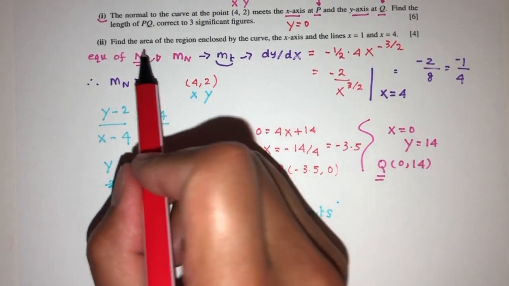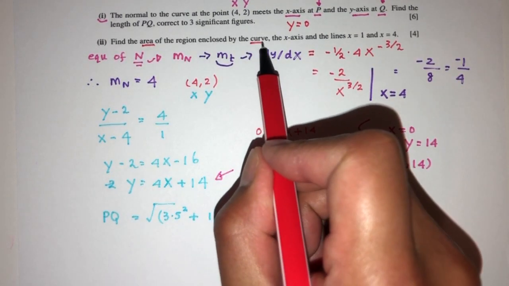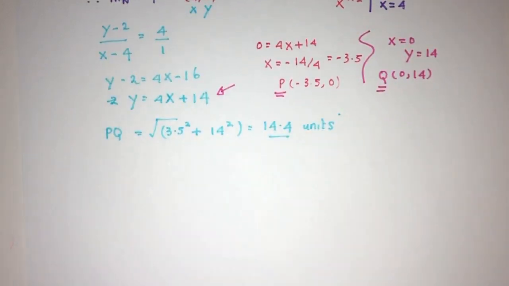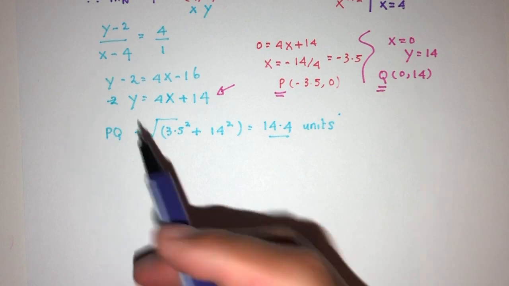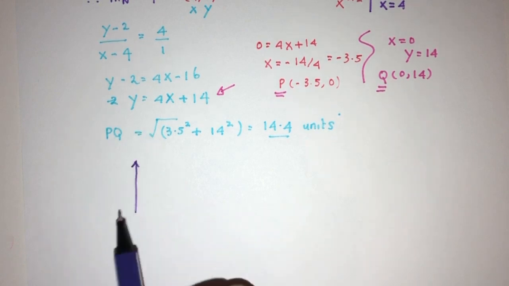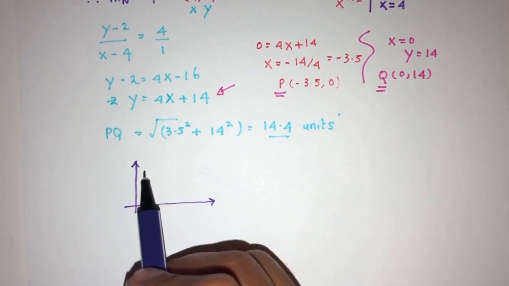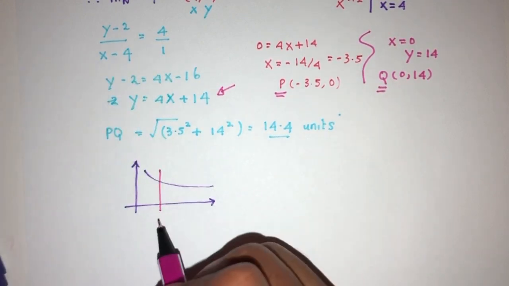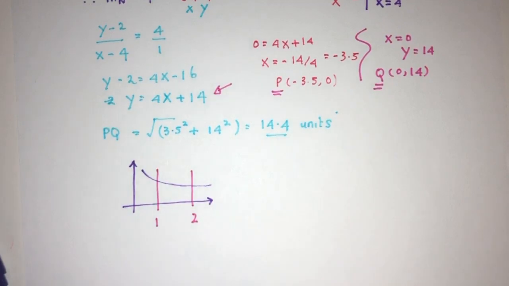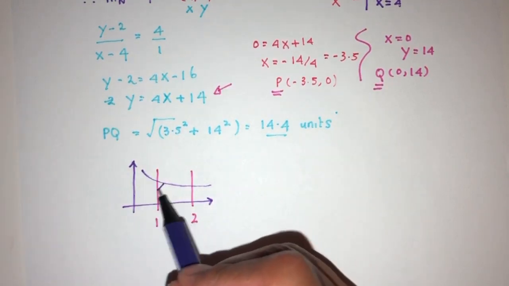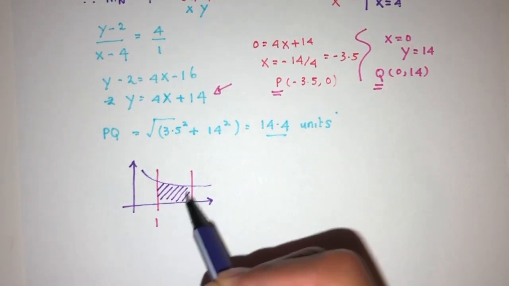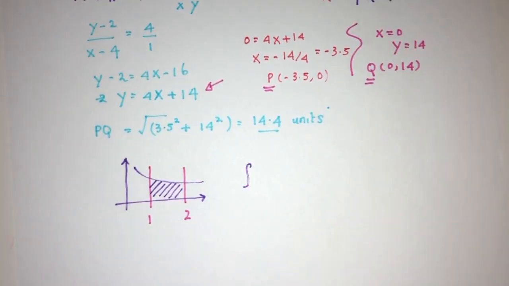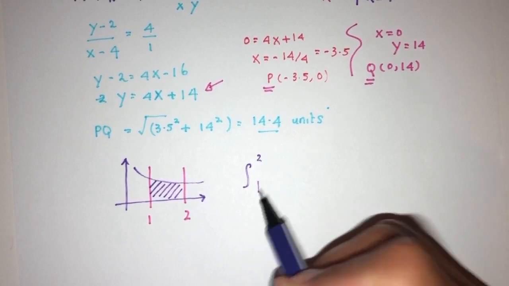Now for part 2, we have to find the area enclosed by the curve, the x-axis, and the line this and this. Pretty easy. The main idea here is that we will have a curve, the shape will be somewhat like this, and we have two lines here, x equal to 1 and x equal to 2. We have to find the area enclosed, which is the area under the curve between those two limits. So we have to find this by using integration. We have 2 here and 1 here.